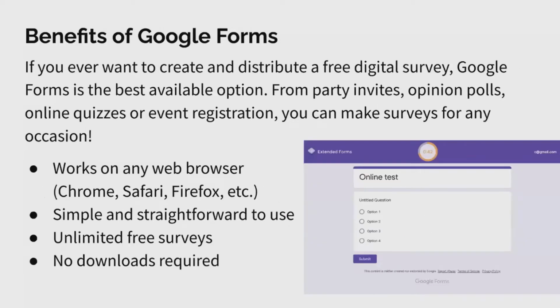So some of the benefits of Google Forms. If you ever want to create and distribute a free digital survey, Google Forms is the best available option. From party invites, opinion polls, online quizzes, to even event registration, you can make surveys for any occasion. Some of the benefits that go along with this are that it works on any web browser, so Chrome, Safari, Firefox, etc. It has simple and straightforward use. You can have unlimited free surveys, and you do not have to download anything.